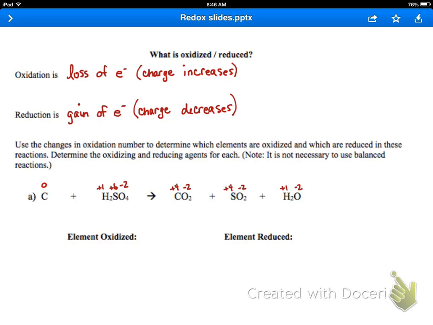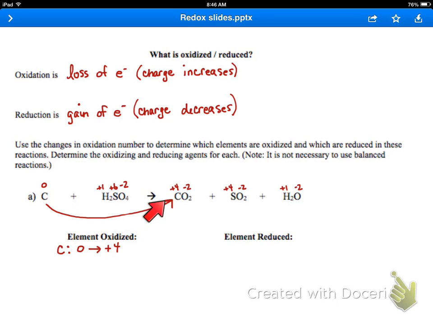If their number does not change, so for example, hydrogen is +1 over here, and it's +1 in water. Hydrogen doesn't change. Nothing happens to hydrogen, so we don't even talk about hydrogen. We just look for the ones that are changing. So carbon is going from 0 on the left to +4 on the right. So carbon is losing electrons, so carbon is getting oxidized. Okay, so carbon goes from 0 to +4, it's losing electrons.